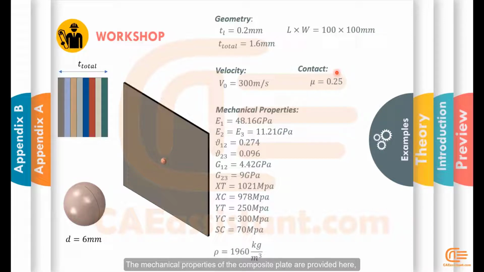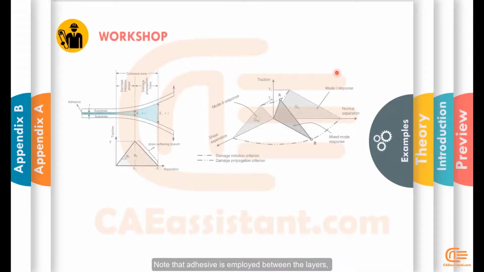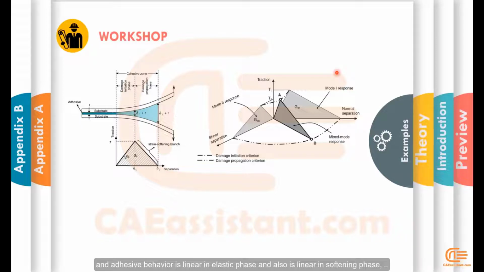The mechanical properties of the composite plate are provided here, including density and strength, as well as all of the coefficients required to run the subroutine. Note that the adhesive is employed between the layers, and adhesive behavior is linear in the elastic phase and also linear in the softening phase. And the properties will be reduced as seen in this graph.